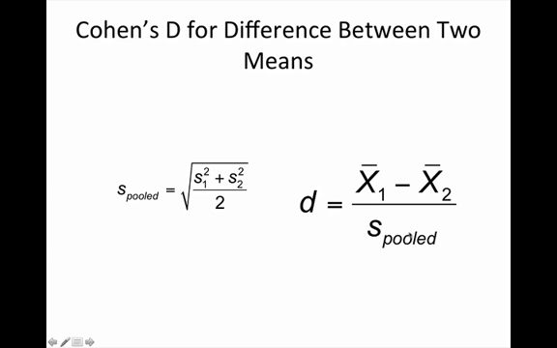Now, if d equals 1, then that tells me that these two groups are one standard deviation apart. And so the effect size is a very useful metric.